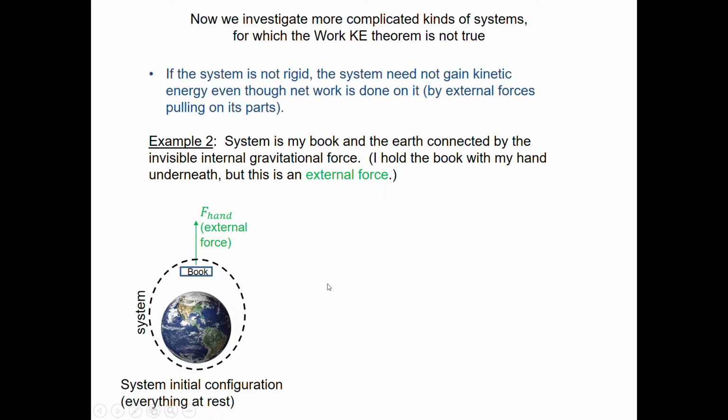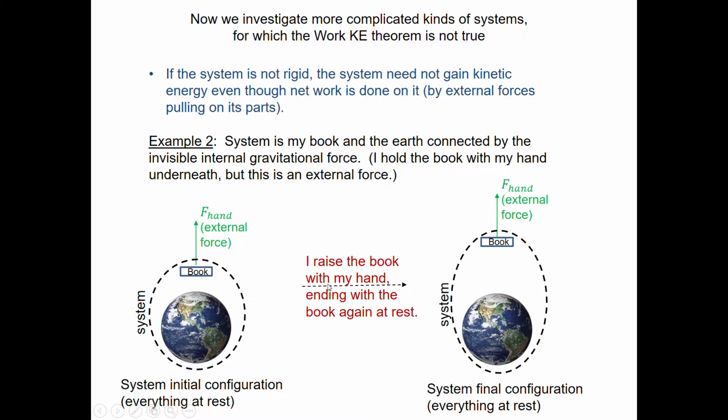And now let's imagine changing the configuration of the system between the initial and final configurations. I'm going to start with the book at rest, holding it in my hand, and then push the book upward with my external hand force, and again bring it to rest at a higher distance above the surface of the earth. I'm imagining we're close to the surface of the earth. I've exaggerated the picture here just so I could fit the earth in there, but we're imagining I only lifted up a couple of feet. And again, everything's at rest in the final state.